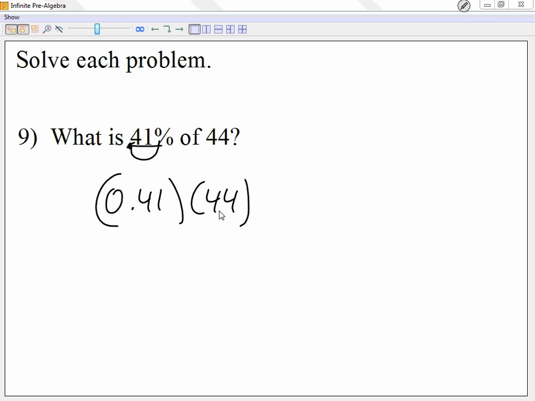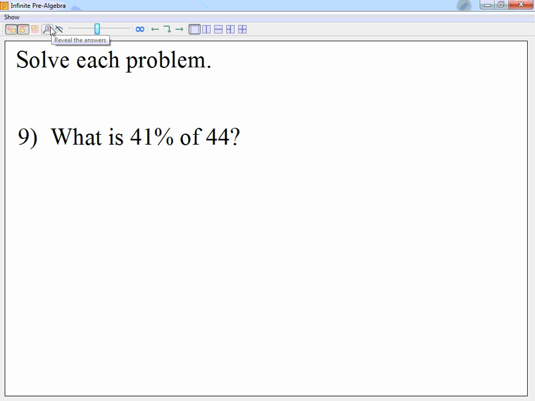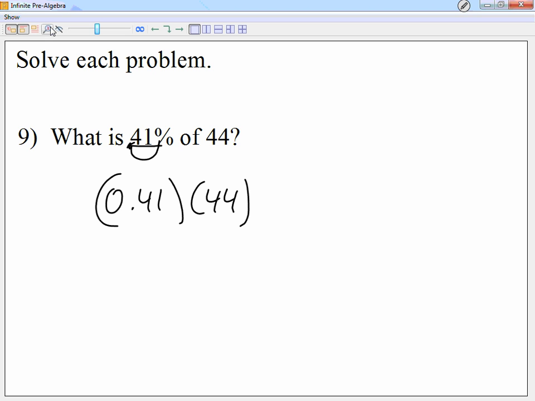Multiply those two numbers, and you should get 41 times 44. You should get 18.04.